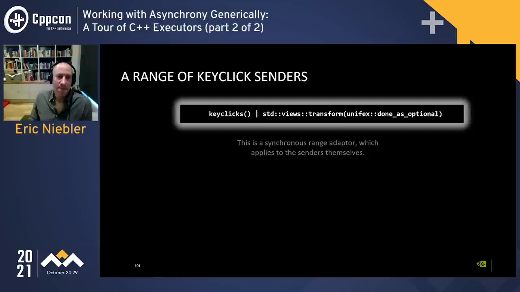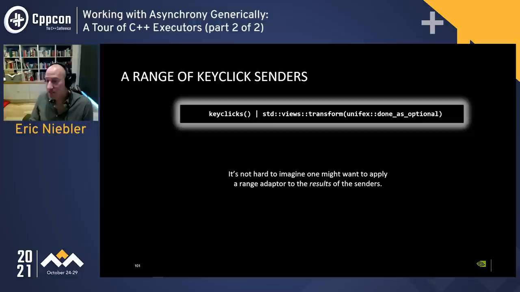Okay, so let's look at this expression again. So this is a synchronous range adapter. That means these transformations are applying to the senders themselves. Well, it's not hard to imagine that you might actually want to apply a range adapter to the results of the senders.